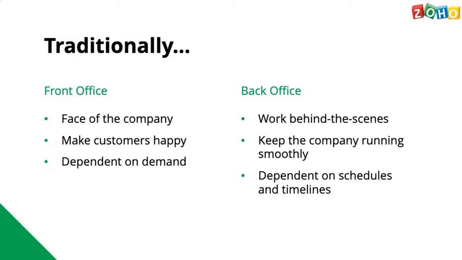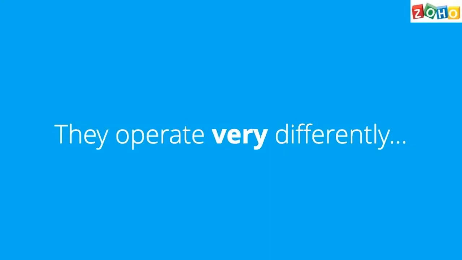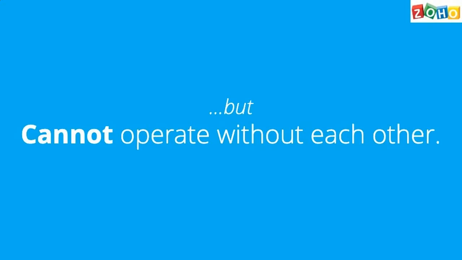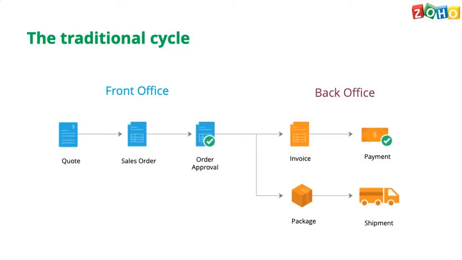It kind of runs on its own time frame. It's really designed to make sure that we're getting paid and we're paying our bills, and it's mostly dependent on schedules and timelines that aren't related to the front office, right? It may not be specific to the way a salesperson wants those things to operate. So when we look at these two systems, we know they operate very, very differently, but they can't operate without each other. So what does this look like in practice?